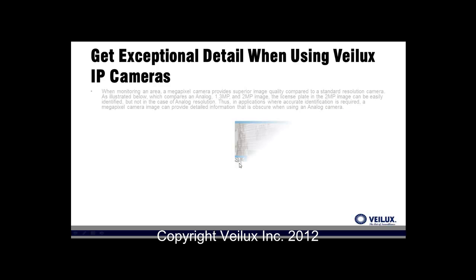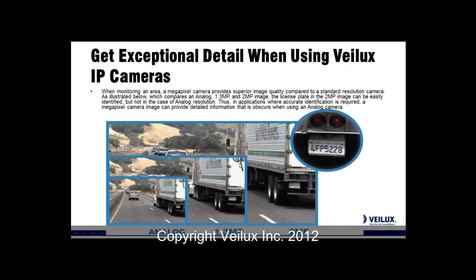Get exceptional details when using Veilux IP cameras. When there is motion in an area, a megapixel camera provides superior image quality compared to a standard resolution camera. As illustrated below, which compares an analog, a 1.3 megapixel camera, and a 2 megapixel image, the license plate in the 2 megapixel image can be easily defined.